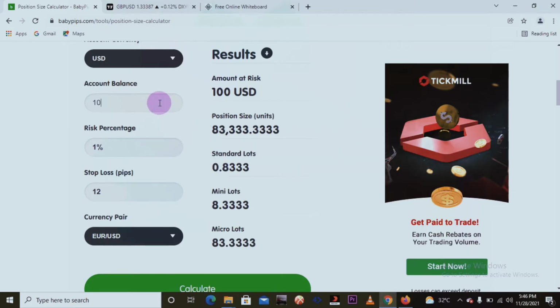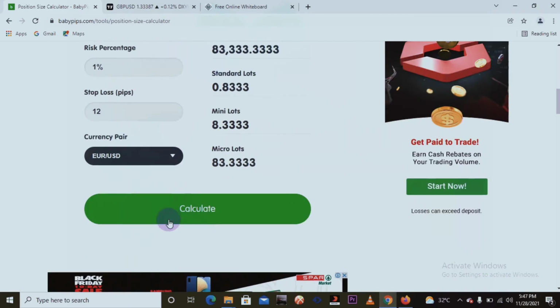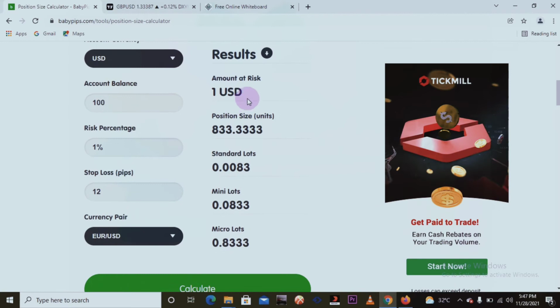Now let's assume we are using an account of $100, the same rules, 1% risk, 12 pips stop loss, EUR/USD. Let's calculate it. So what am I risking? If this trade fails on 1% risk with a 12 pips stop loss, I am losing $1. I'm losing $1 on this trade.